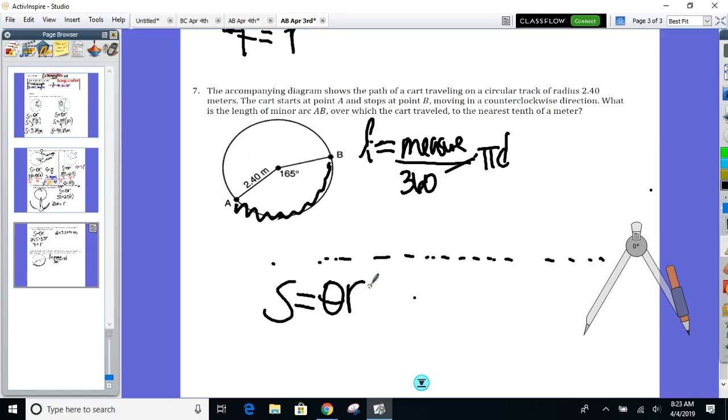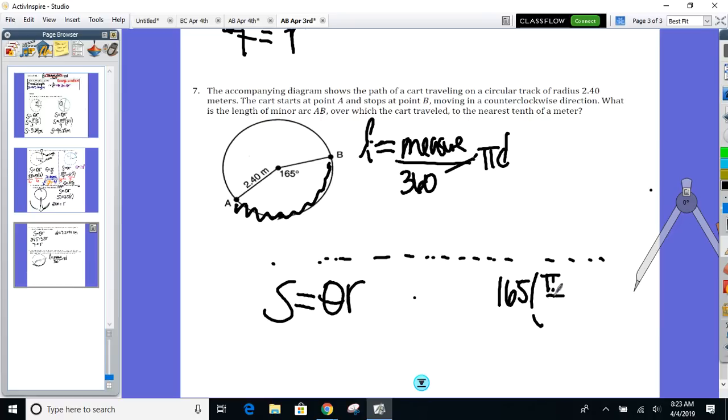You just got to make a little adjustment. If you're going to use S equals theta R, theta's got to be in radians, but it's in degrees. Is there a way around that? Yeah, you're darn right. You could take 165, this is what we did yesterday in class, and convert it into radians. So you could take 165, multiply it by pi over 180, reduce 165 over 180, keep the pi in your answer, and plug it in for theta if you want.